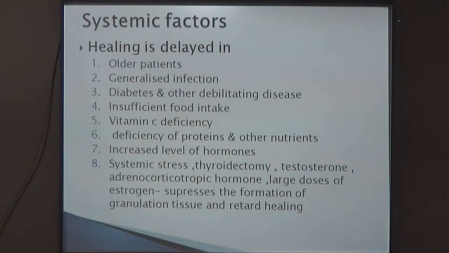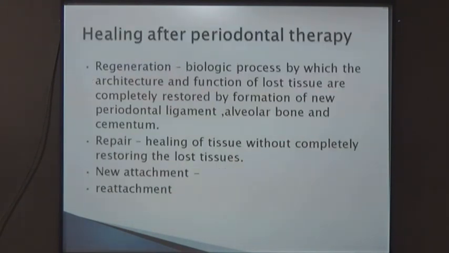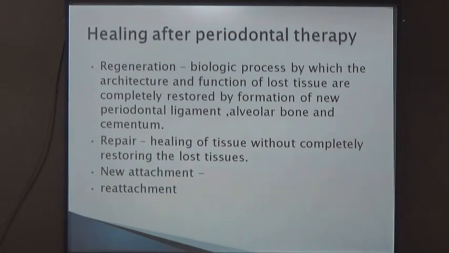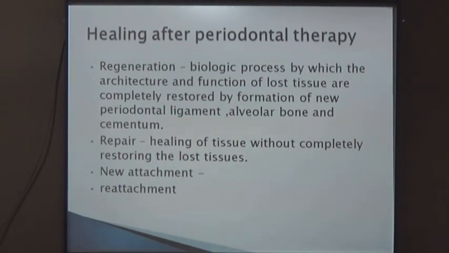So now the healing delayed in systemic factors, these are the points that will come out. Healing after periodontal therapy. Here you should know what is regeneration, what is repair, what is new attachment, what is reattachment. Regeneration is the biological process by which the architecture and function of the lost tissues are completely restored by the formation of new periodontal ligament, alveolar bone, cementum. There will be an attachment apparatus fully newly formed. That is why in regeneration we are using GTR and graft, because newly formed tissues are there.